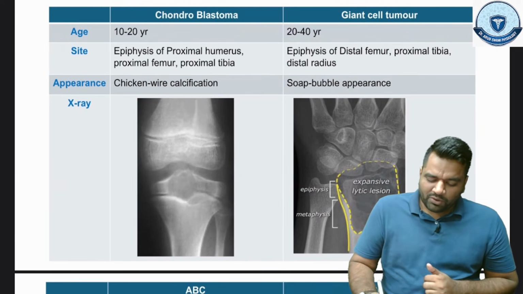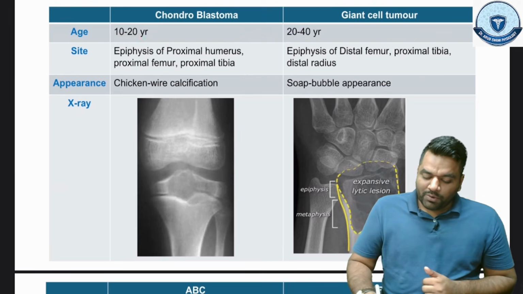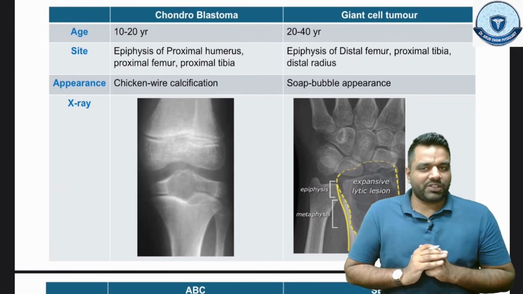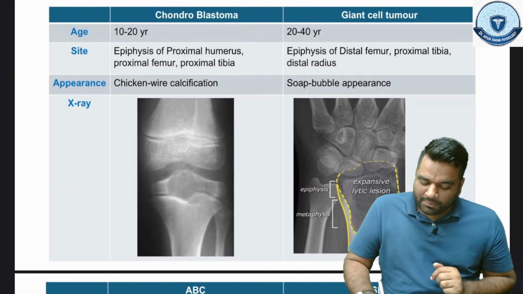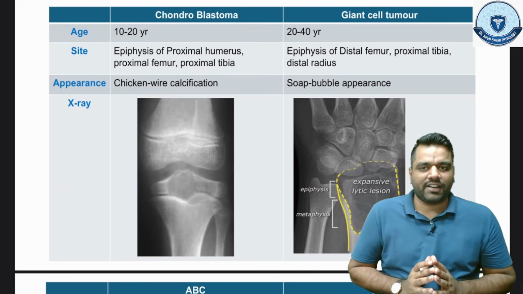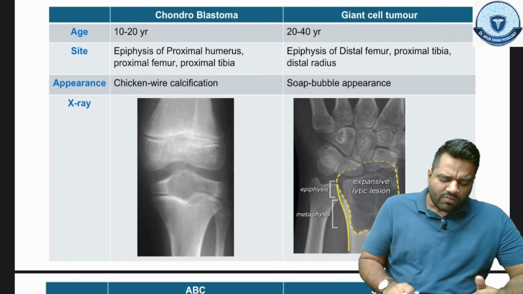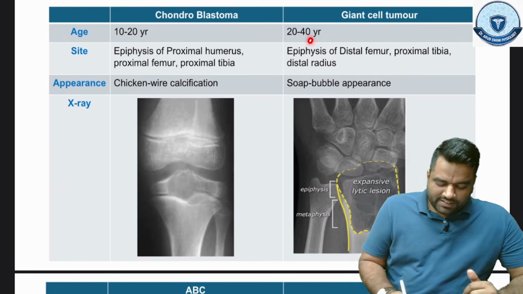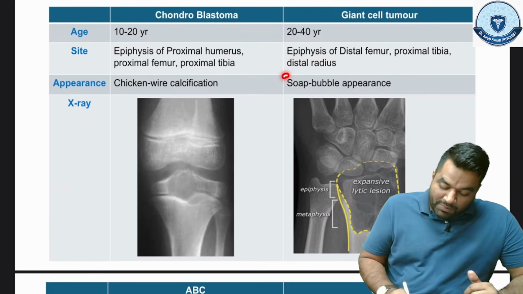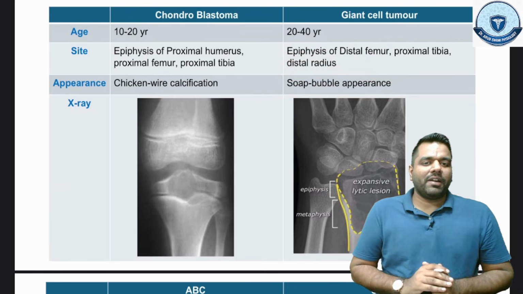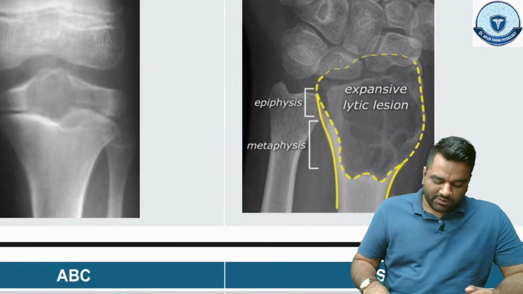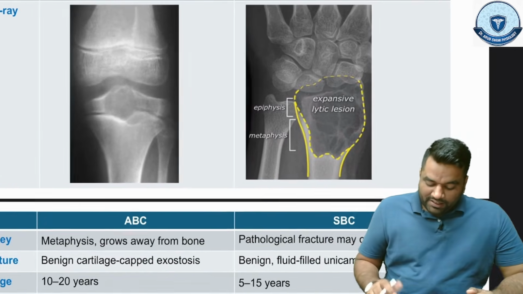So remember, chondroblastoma is always in children, most commonly in the epiphyseal area, in the proximal humerus, proximal femur and proximal tibia. And remember, the special appearance for chondroblastoma is chicken wire calcification, right? Now, giant cell tumor is always in adults, in the epiphysis of the distal femur and proximal tibia, and the special appearance here is the soap bubble appearance, right?